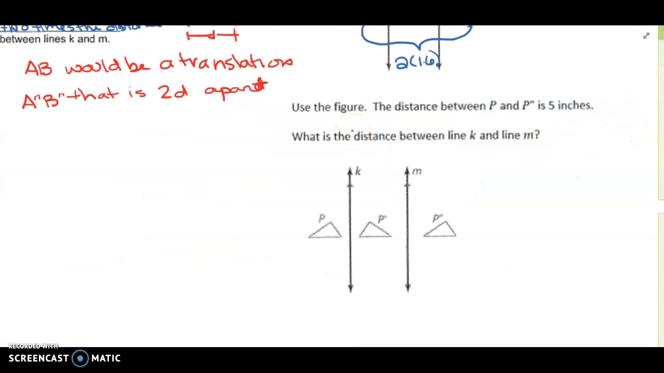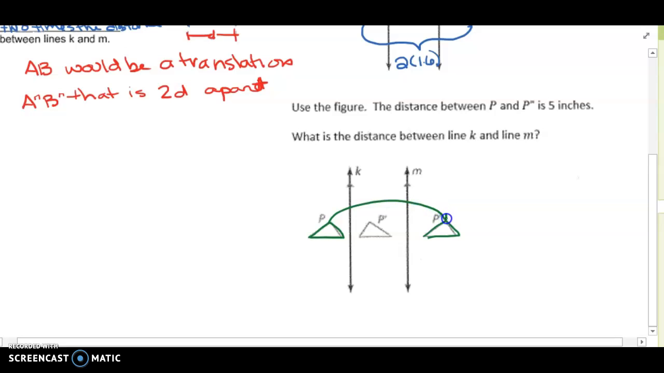All right, now let's look at the right hand example on your foldable. It says here the distance between P and P double prime, so here's P, and here's P double prime. We know the distance from here to here is 5 inches. What is the distance between line K and M? So once again, we're reflecting it over line K to get P prime, and then reflecting it again over line M to get P double prime.